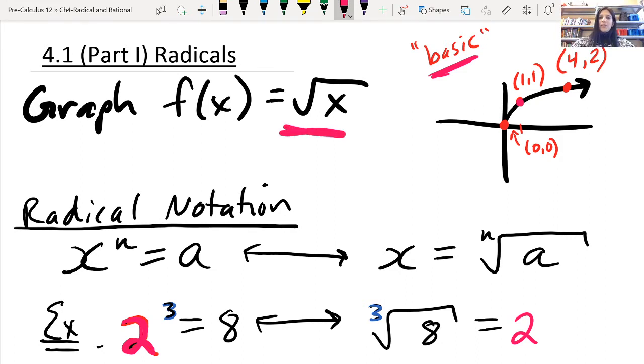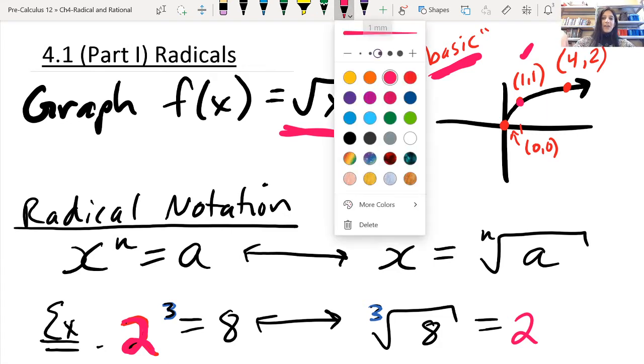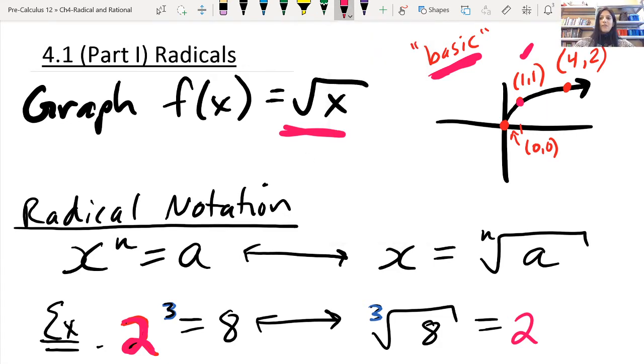If we want to look at a basic graph of what that looks like, we would have 0, 0 on there. Again, this is like saying y equals root x. If I plug in 0 for x, we can see that y is also 0. If I plug in 1 for x, the square root of 1 is 1, so that makes sense. And if I plug in 4 for x, the square root of 4 is 2, so that makes sense as well.